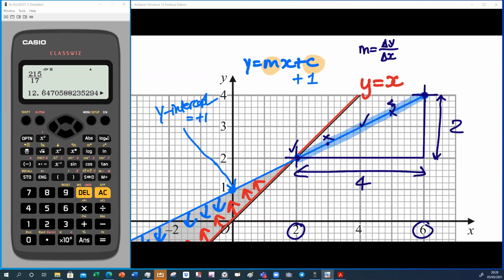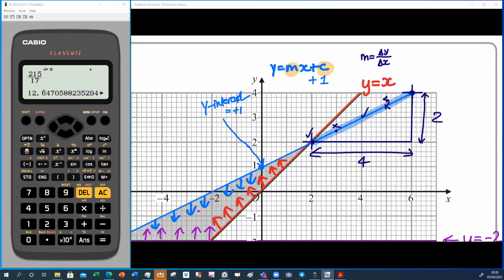Okay, right. Now if I want to work out the gradient, what do we do now? Divide them. So you get the height, which was 2. You get the base, which was 4. Now, what's 2 divided by 4?